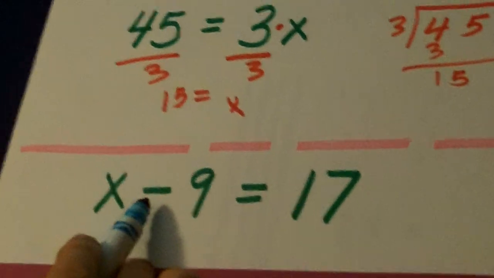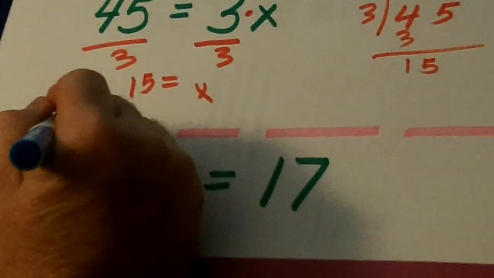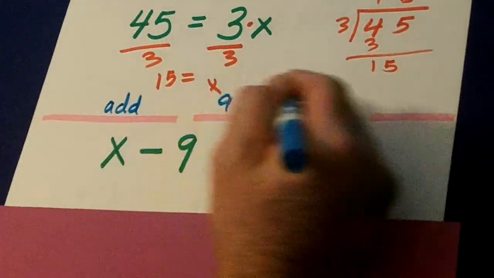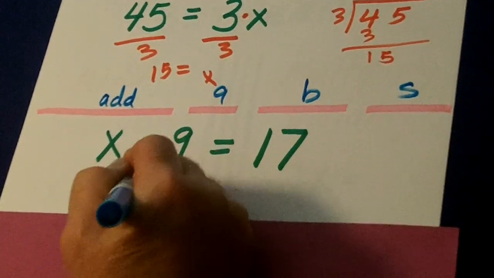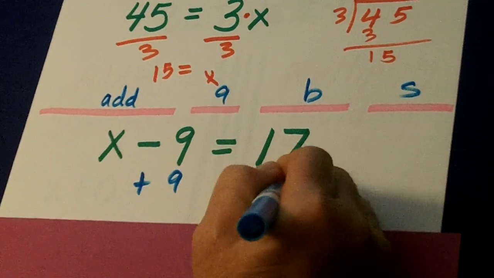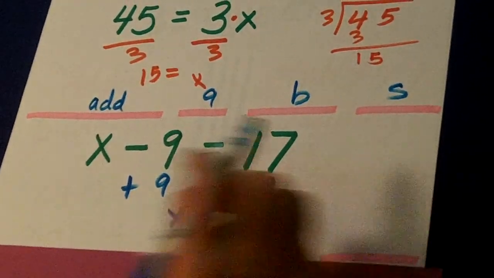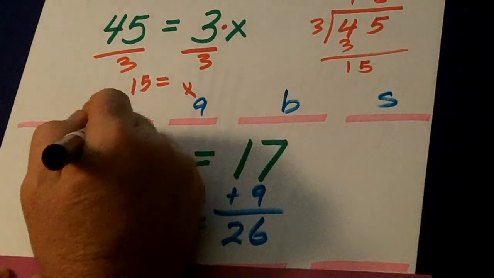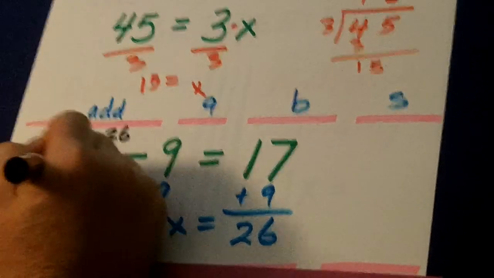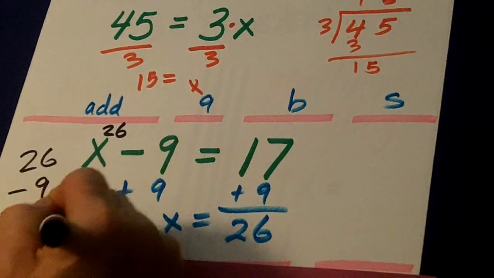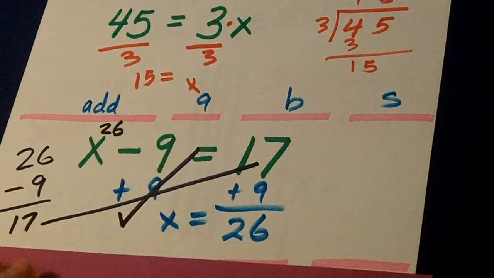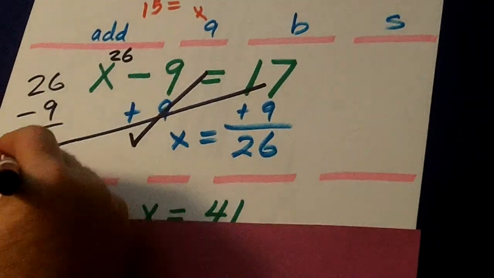Now, subtract 9. So we're going to do the opposite. Add 9 both sides. X equals 26. Let's check this one. 26 minus 9 is 17. Equals, check. Okay?